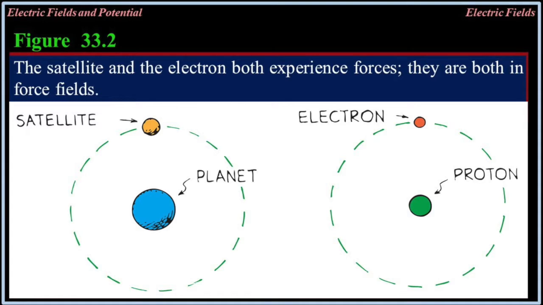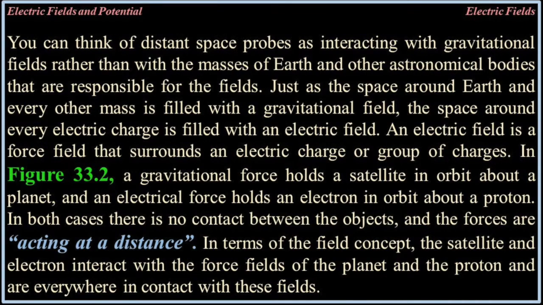33.2, a gravitational force holds a satellite in orbit about the planet, and an electric force holds an electron in orbit around a proton. In both cases, there is no contact between the objects, and the forces are acting at a distance. In terms of the field concept, the satellite and electron interact with the force fields of the planet and the proton and are everywhere in contact with these fields.